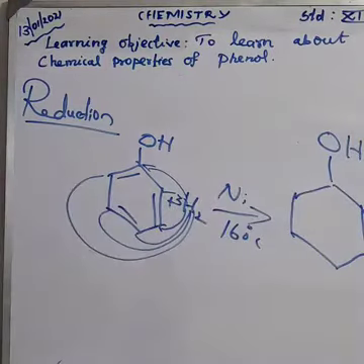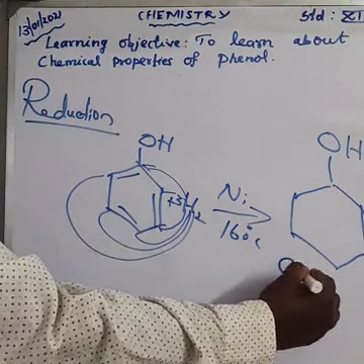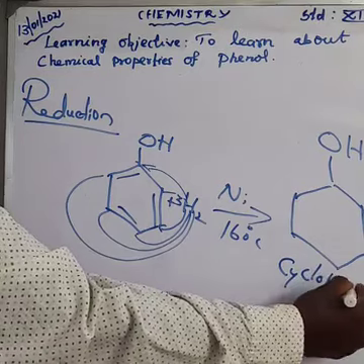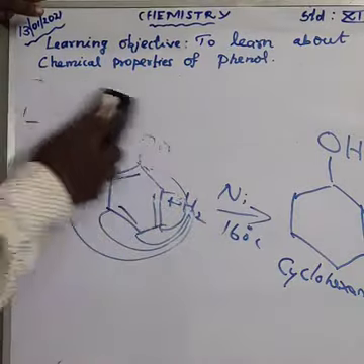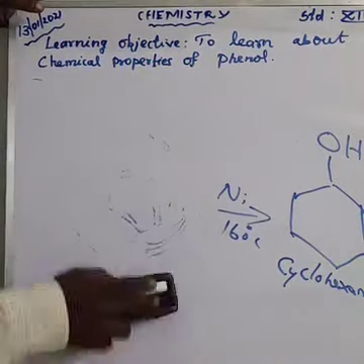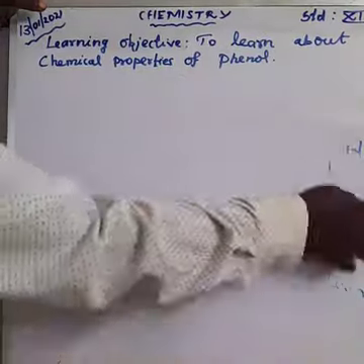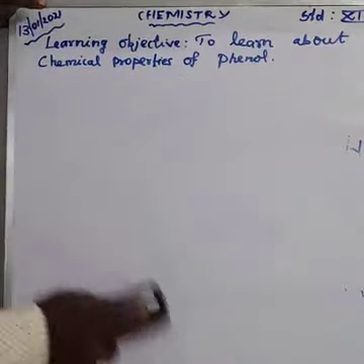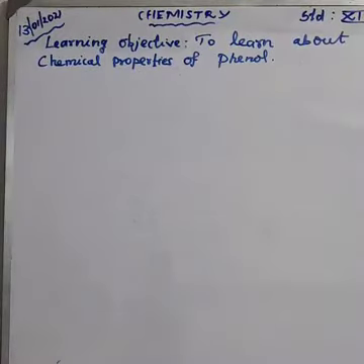Okay. What's the name of the compound? Cyclohexanol. Okay. So these are the chemical reactions of phenol. Try to understand the concept. So from the chemical reaction, there is chemical properties. Which products are formed? That's the question.